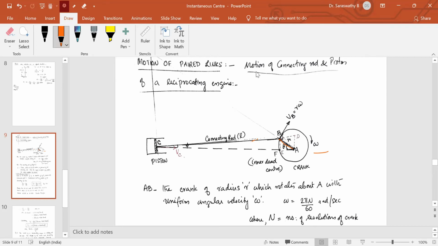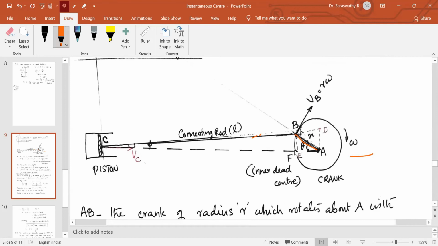So that is an example we have discussed in the first video: motion of connecting rod and piston in a reciprocating engine. So this is the mechanism. Now, normally the question will be, you'll be given the radius of this crank pin at a certain instance. So it starts from here. See, in this one, I'll show it slightly enlarged.